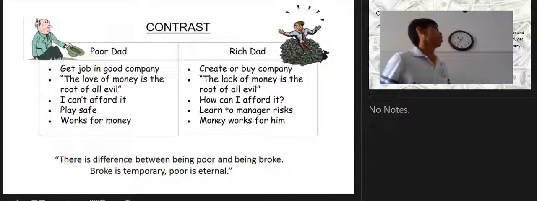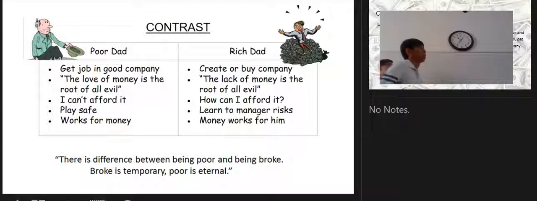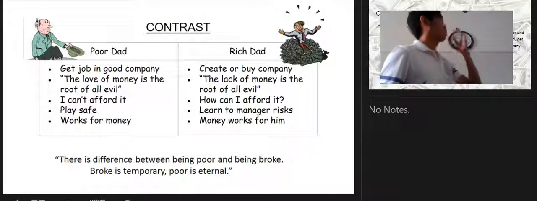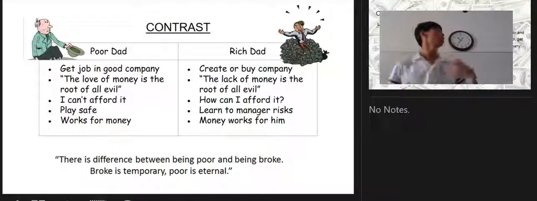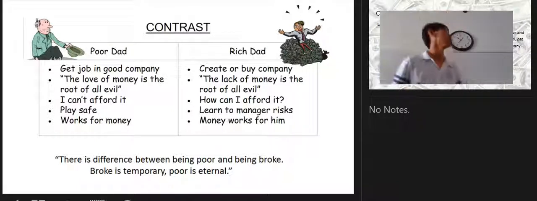For the contrast, we can see that poor dad always says we must study hard to get a good job in a good company. But the rich dad thinks creating or buying a company is a better one. The poor dad always says the love of money is the root of all evil. Rich dad will say the lack of money is the root of all evil.